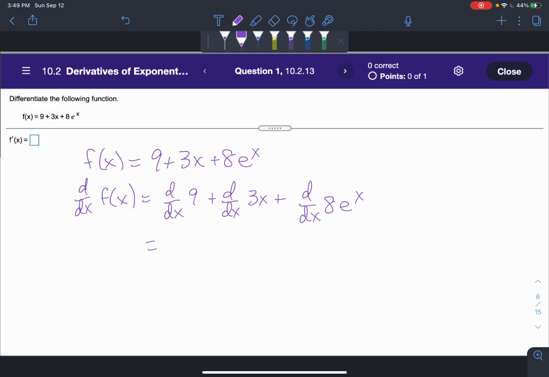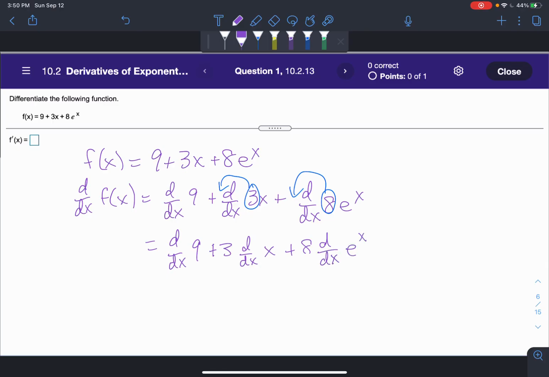Let's see, what else can we do? We know that constant multiples, these numbers can be pulled out. So I can do d/dx, this just means taking the derivative. 3 d/dx of x plus 8 d/dx of e to the x.